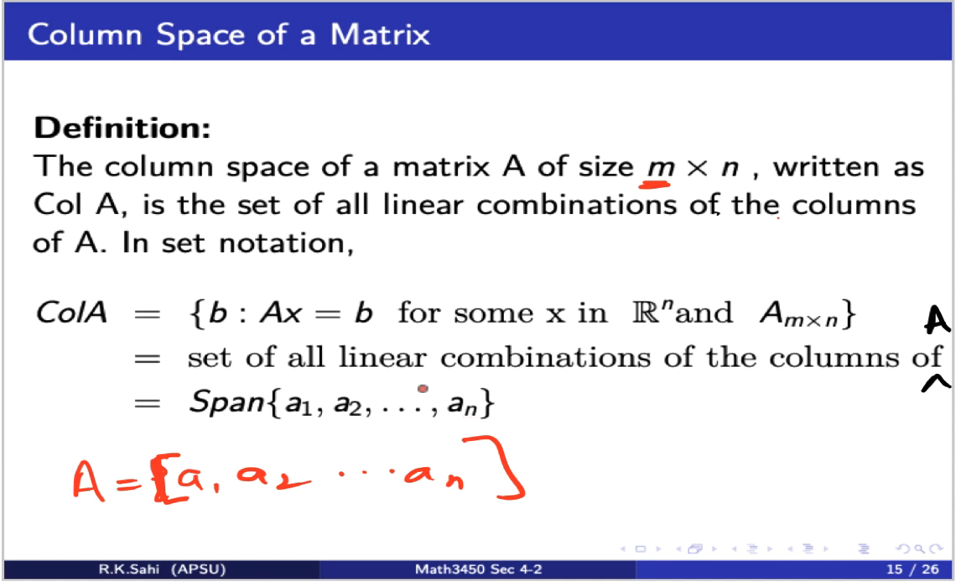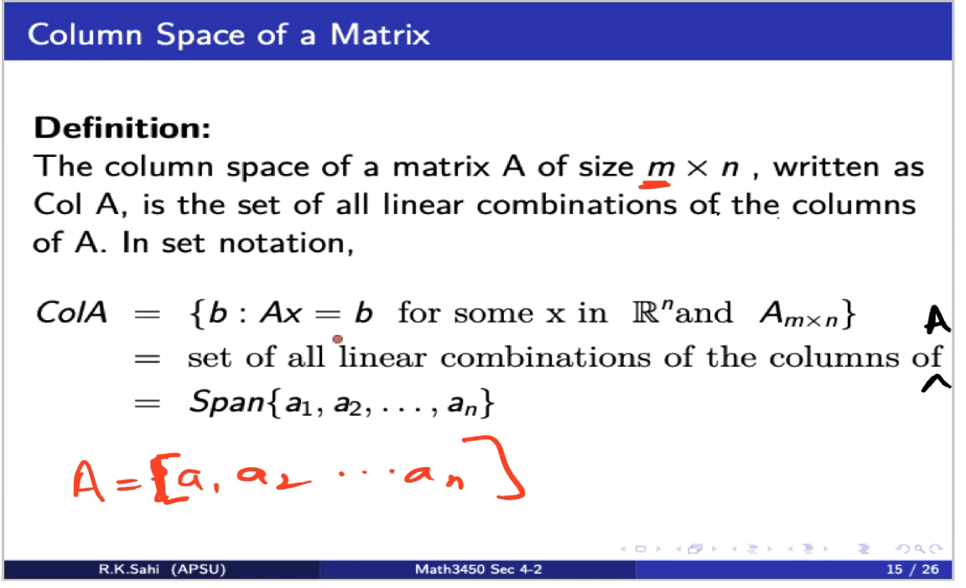Now, if you recall the matrix equation, what is B? B is a linear combination of the columns of the matrix A, isn't it? Such that this matrix equation is consistent. So we can also say that the column space of A is the collection of all B's where AX equals B for some X in Rn, and A is a matrix of size m by n. So we're talking of a very general matrix.